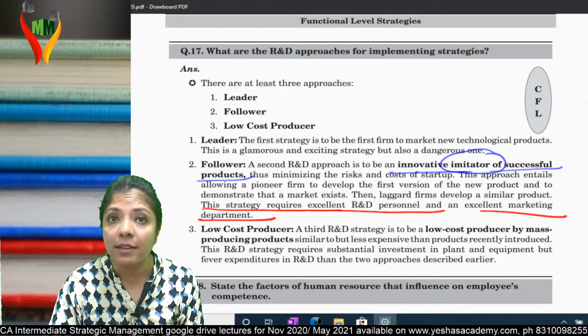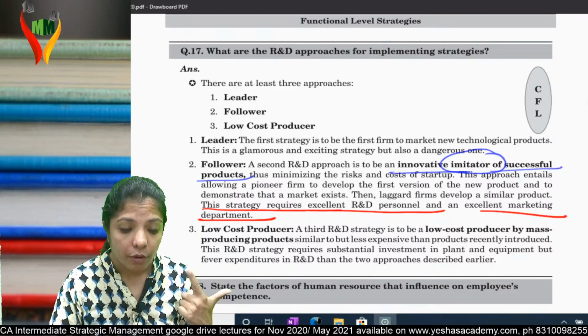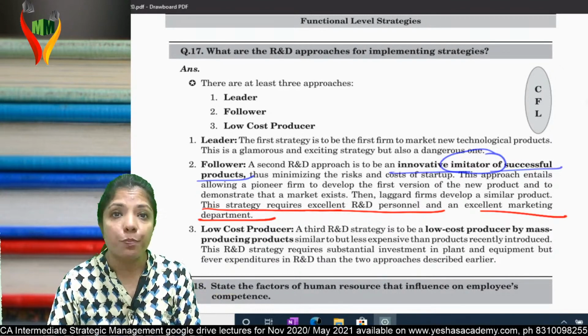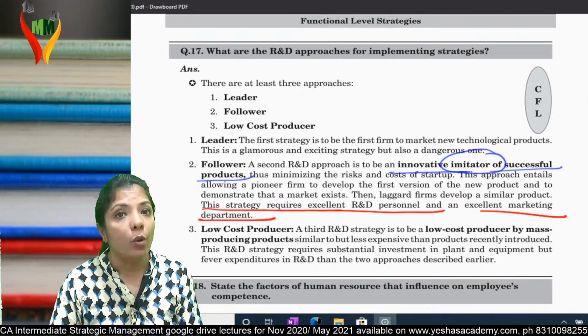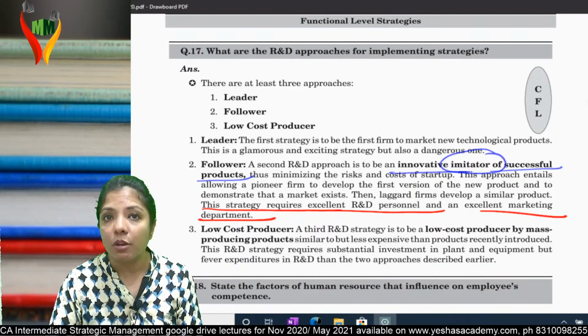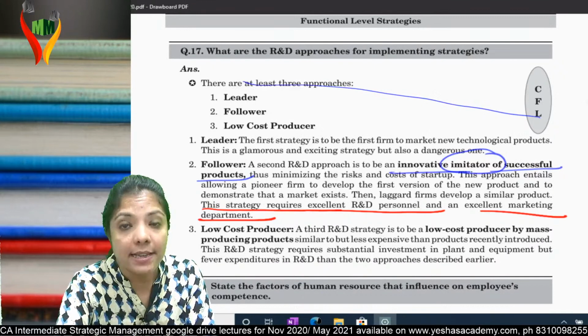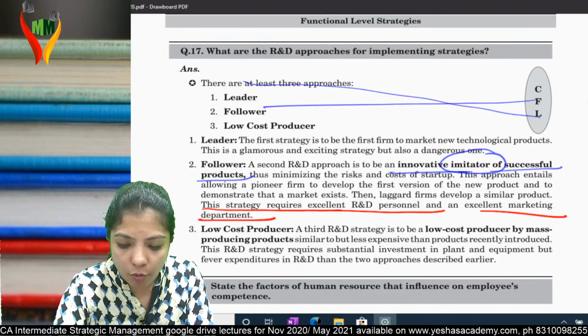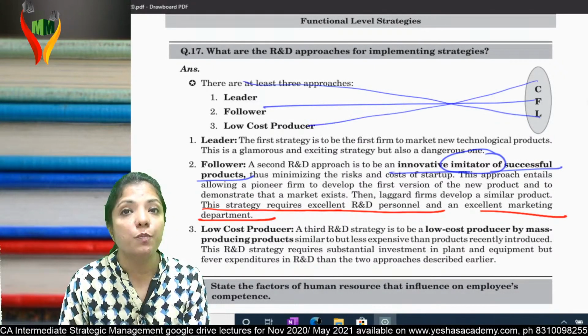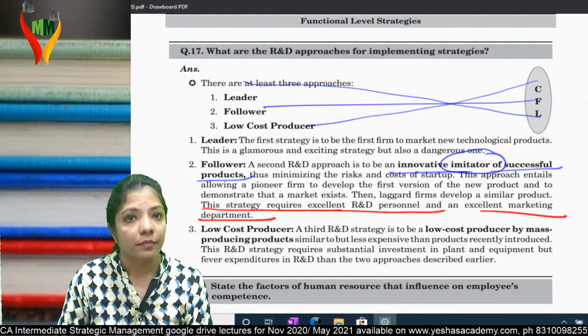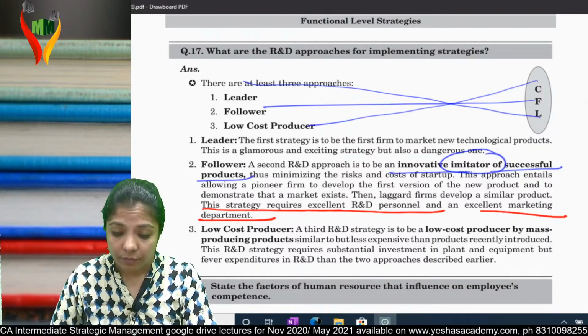So how many points are there? Three: leader, follower, and low cost producer. The shortcut is CFL, it's ulta. L is leader, F is follower, and C is low cost producer. Am I clear? Is this clear? Can I go ahead?